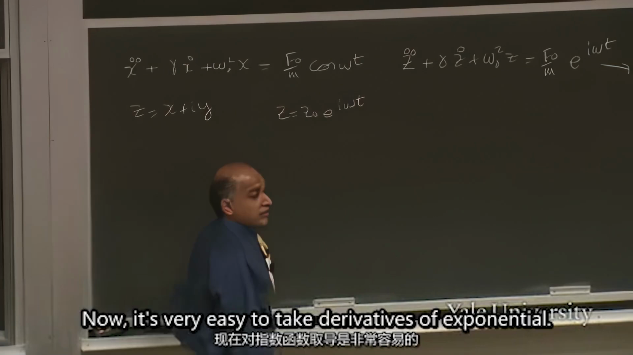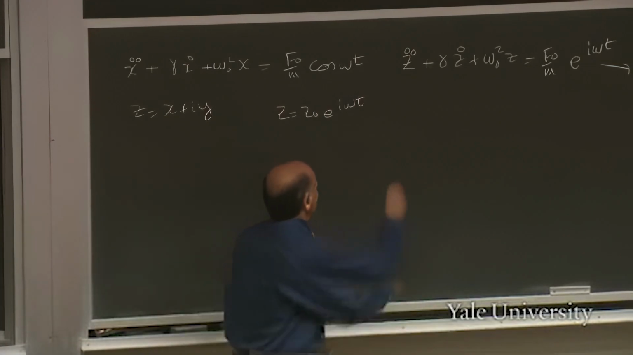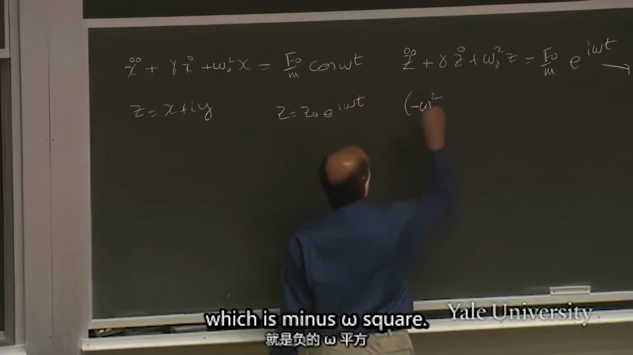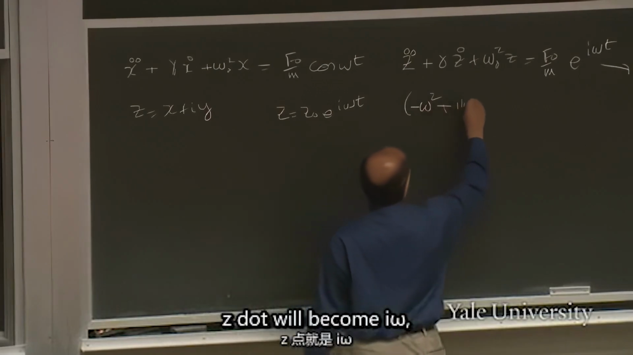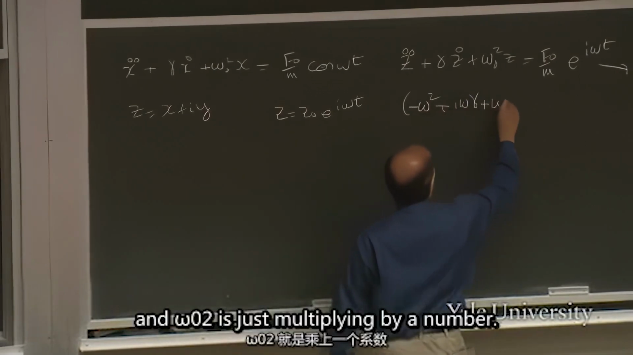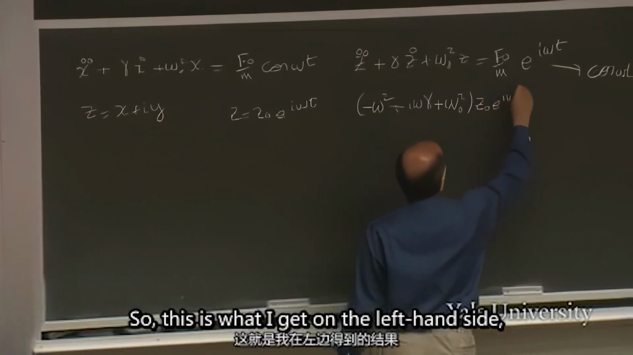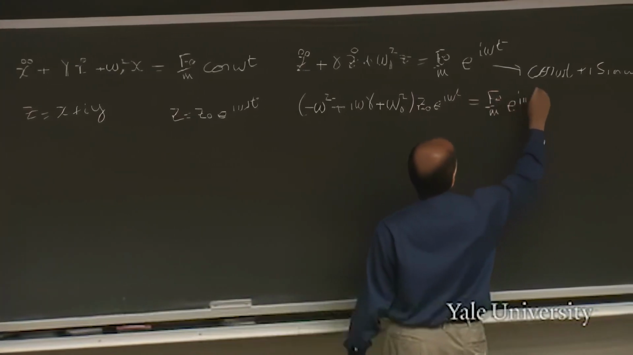Now it's very easy to take derivatives of exponential. Just pull down i omega every time you see a derivative. So z double dot will become i omega squared, which is minus omega squared. z dot will become i omega, there's a gamma there, and omega naught squared is just multiplying by a number. So this is what I get on the left-hand side, and I want it to equal this on the right-hand side.